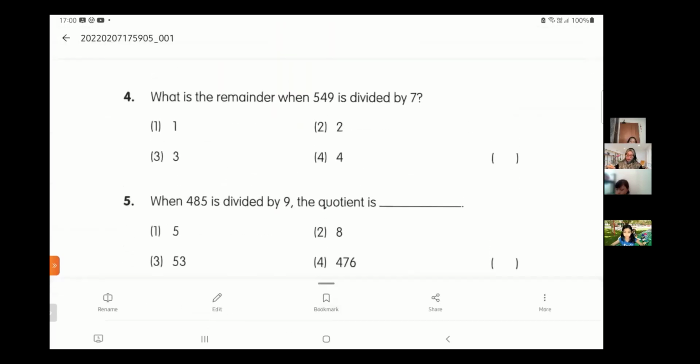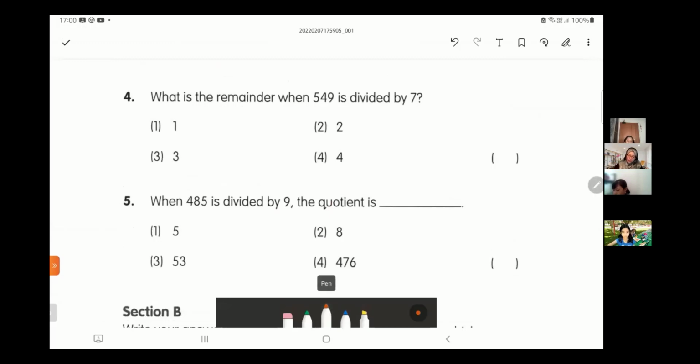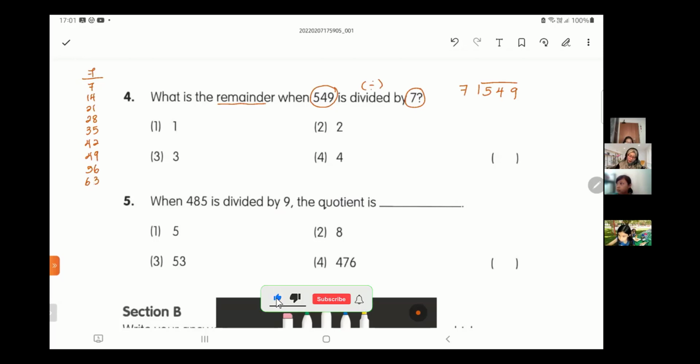I do 4 and 5 first. What is the remainder when 549 is divided by 7? So you need to do the working. How do I do the working? This is the working. 549 divided by 7. If you're not sure, then you write down times table 7: 7, 14, 21, 28, 35, 42, 49, 56, and 8 times 7 is 56, 9 times 7 is 63, 70.